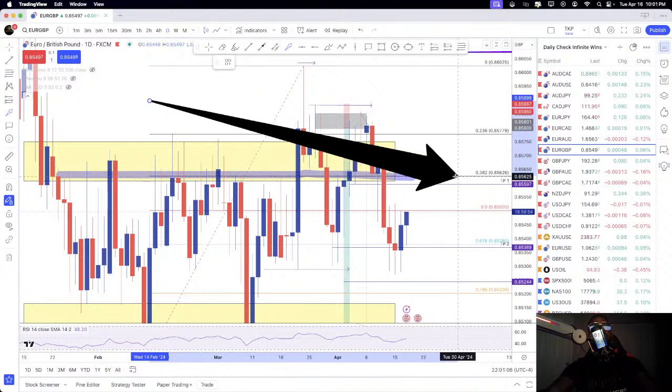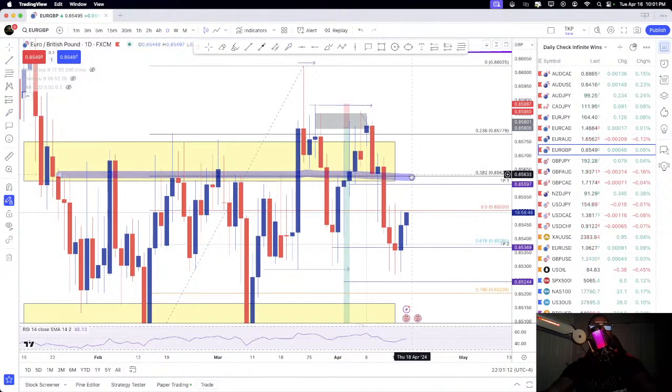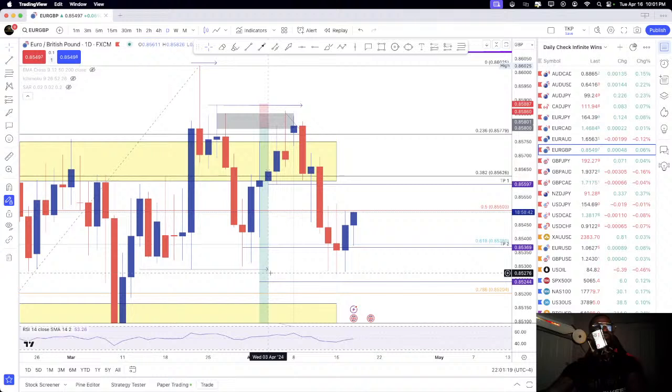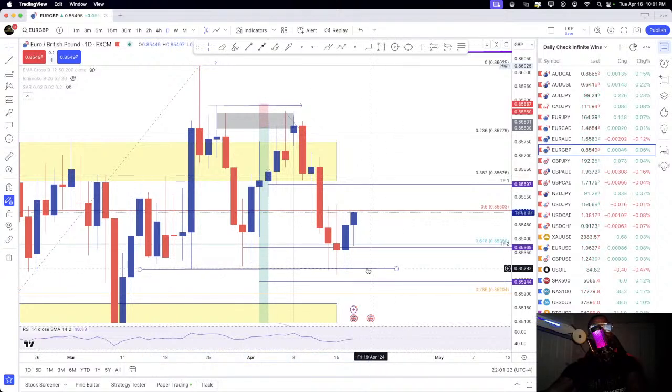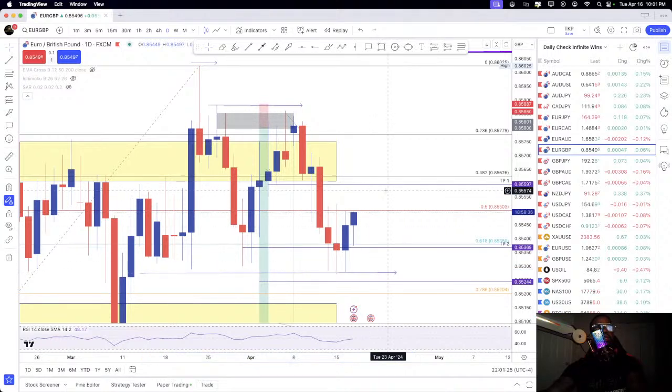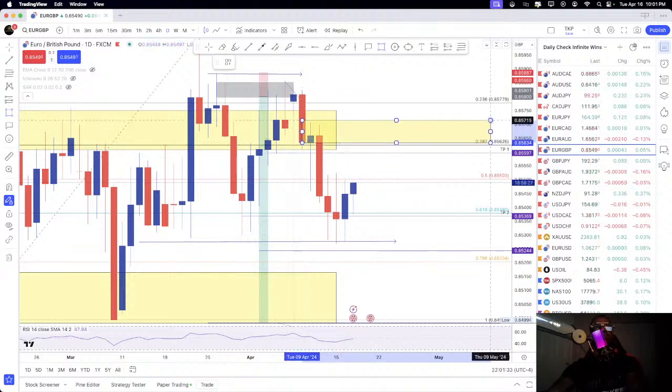And now, right here on this 382 level of the fib, we got this flag pattern. So there's a good chance, high probability chance that if price reaches that area again, we could see another rejection. So let's test it out. Right above the 382.